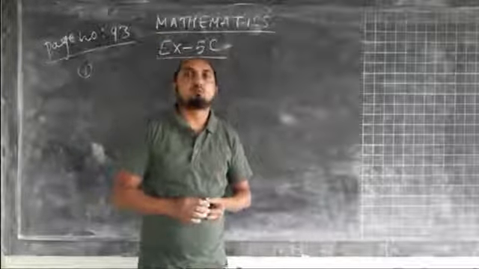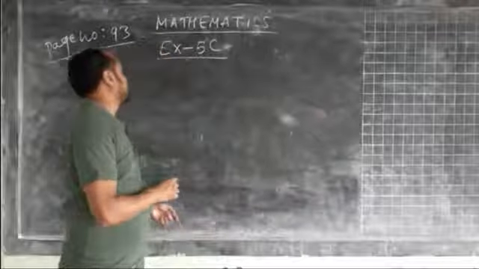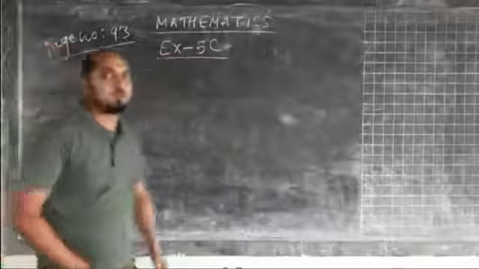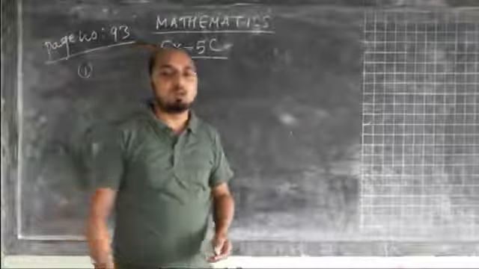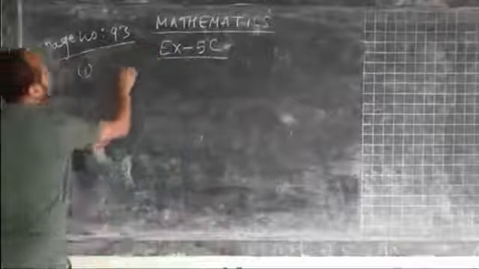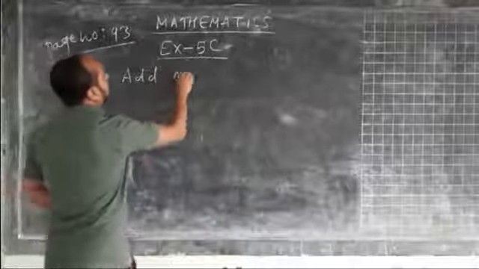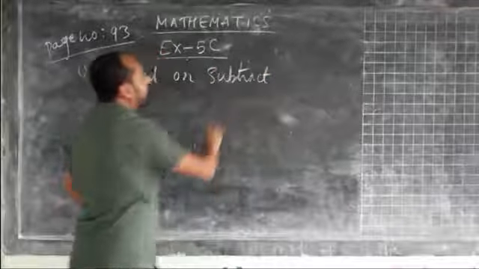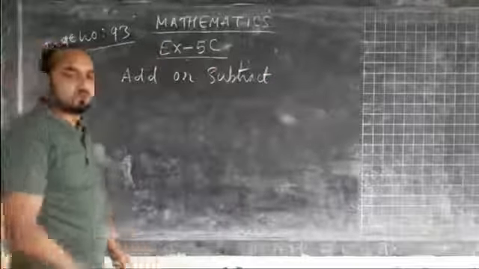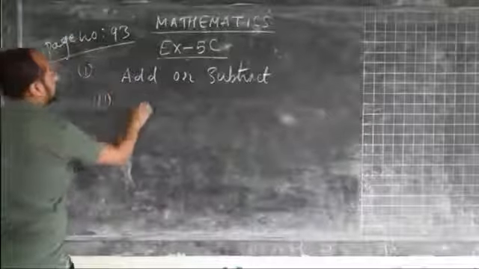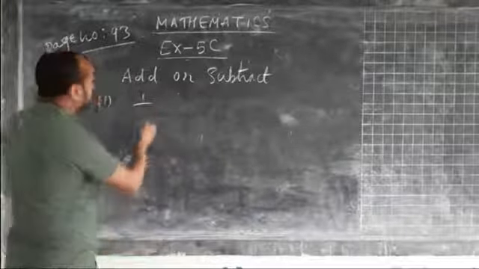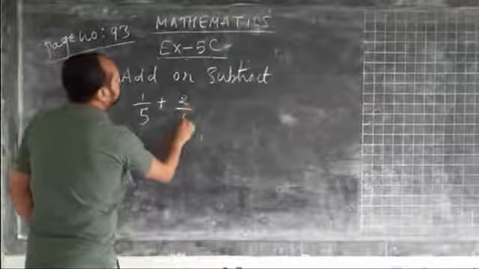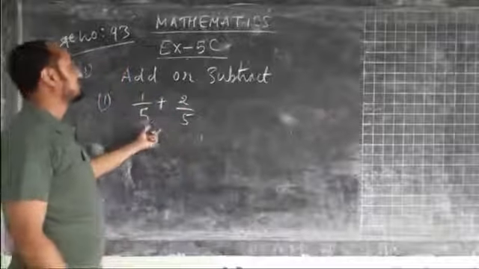So today I am going to start the next exercise, exercise 5C, page number 93. In question number 1 we have to add or subtract. So question number 1 we have 1 by 5 plus 2 by 5. Now we have to solve this.